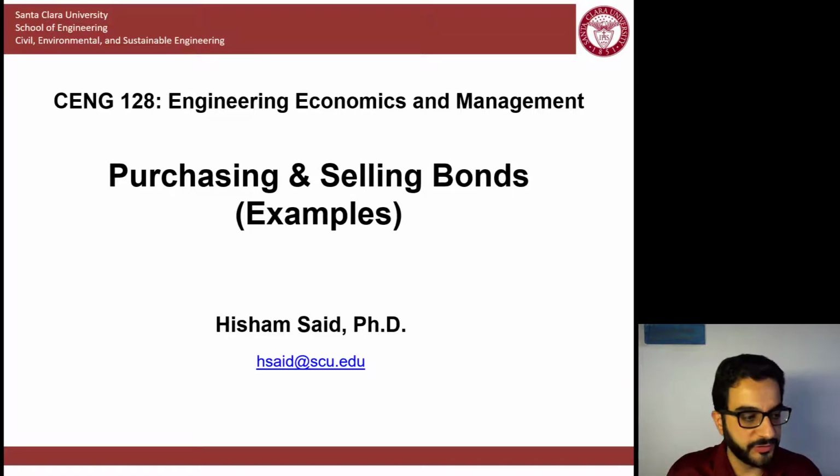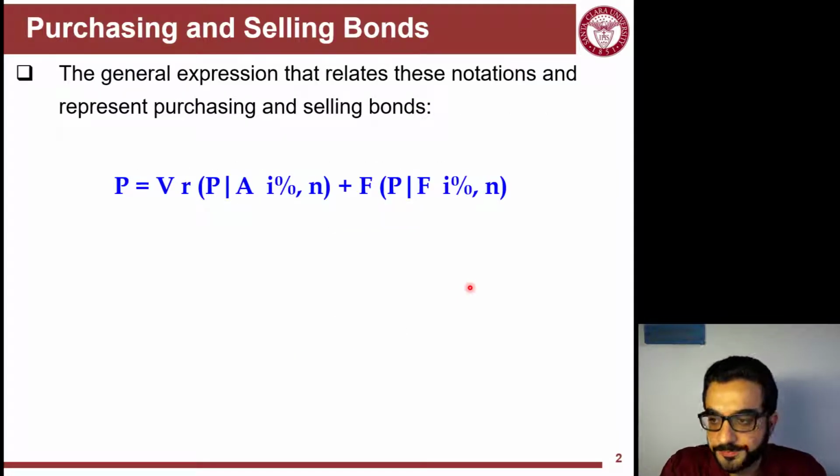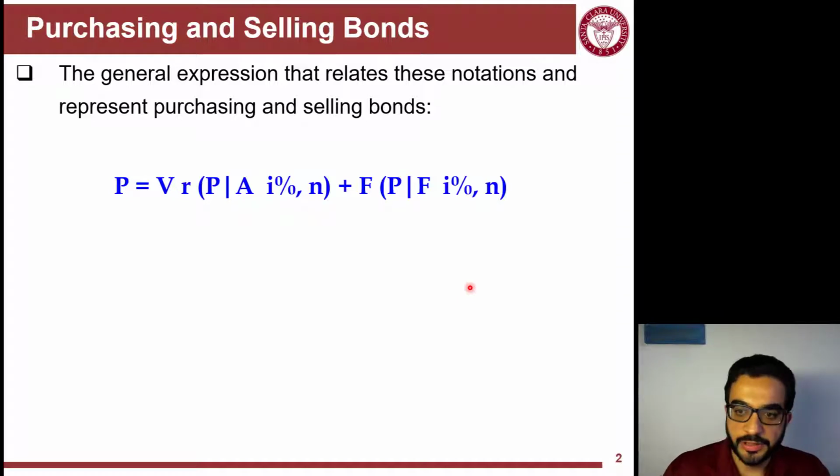Hi there. This is the second part of the lesson on bonds. In the first part, we learned about bonds, what they are, and how to represent their economic analysis using just this formula here. And we introduced the idea that the values in this formula, especially F and P, will be different depending on the type of problem and the case you're dealing with.